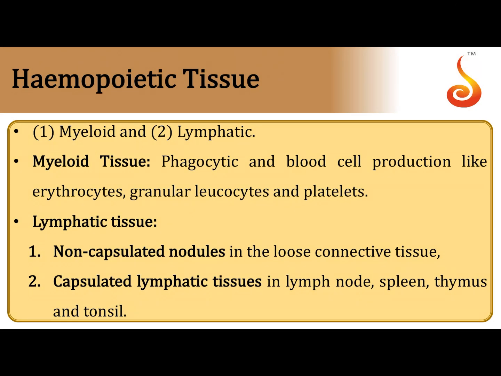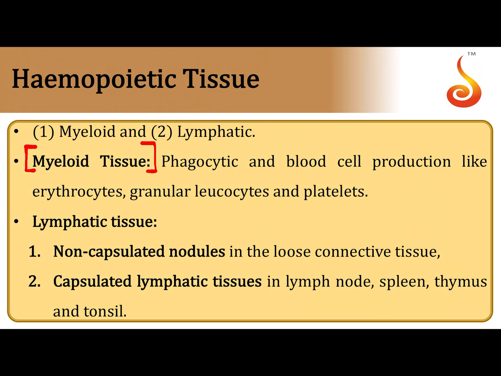So hematopoietic tissue is the type of tissue that is associated with formation of blood cells, and in some cases not just the formation but also maturation of the blood cells. So we have two types of hematopoietic tissue. One is called the myeloid tissue.